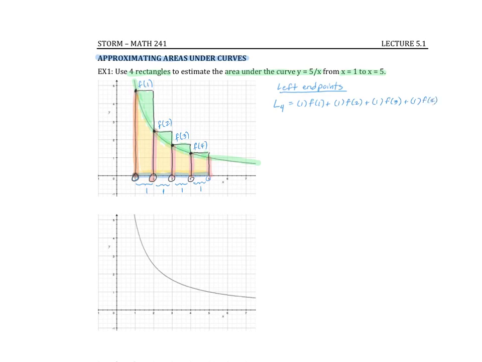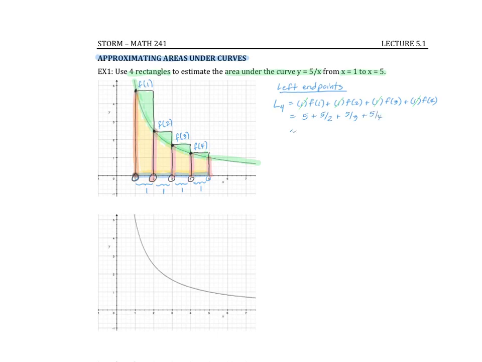So again, I'm estimating the area by filling in rectangles whose height is based on the endpoint in each one of these 4 intervals. Okay, so clearly 1 times anything is not going to change those values. And my function is 5 over x. So f of 1 would be 5 over 1, or just 5. And I'm going to add that to f of 2, which is 5 halves, f of 3, 5 over 3, and f of 4, which is 5 fourths.